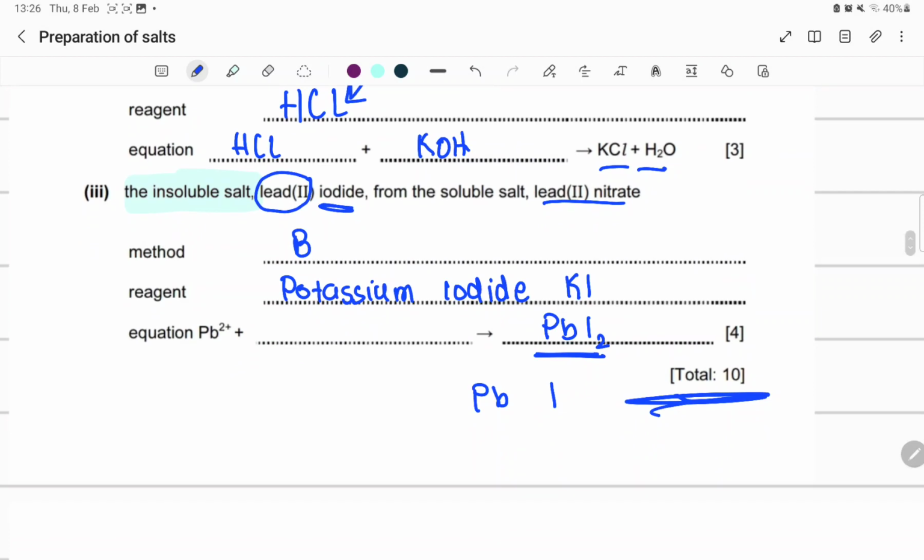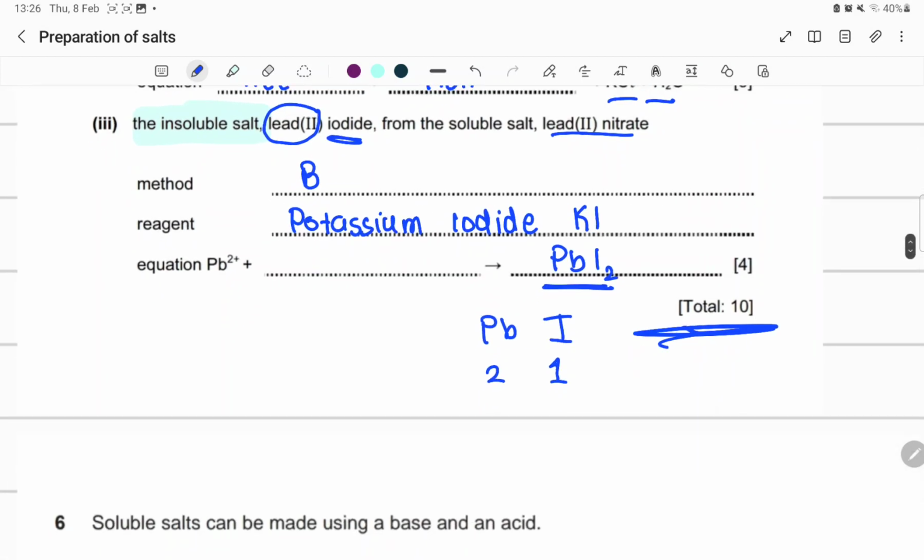Lead has the charge of 2 because it's in the second group. And iodide has the charge of 1 because it is in the 7th group. So 8 minus 7 is 1. This is extra information. But from groups 1 to 4, you will choose the charge as the group that it is. So if it's in group 1, then it will be number 1. Group 2, it will be 2, and so on and so forth.